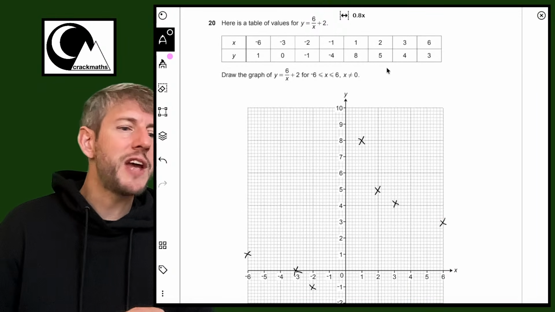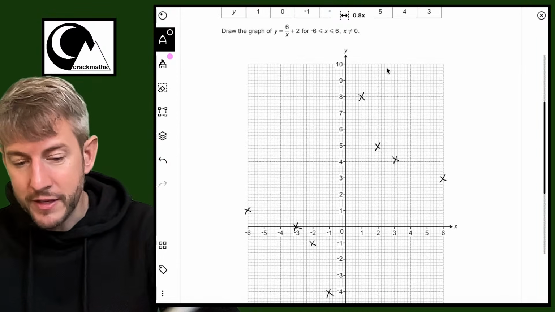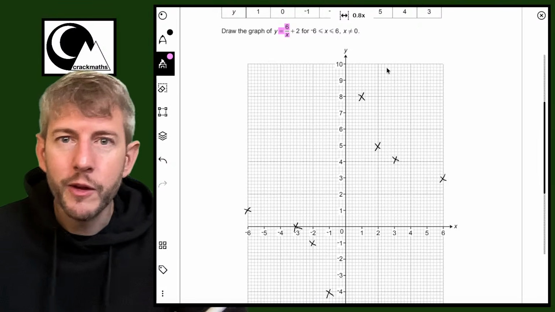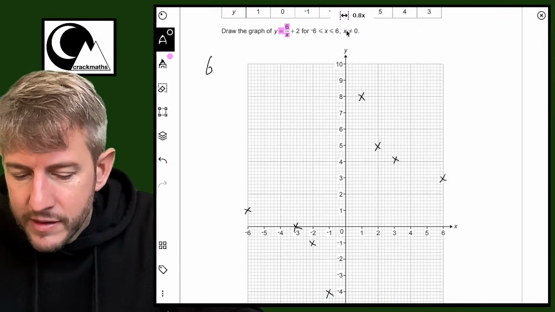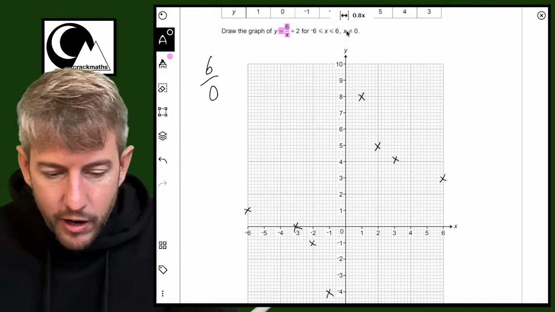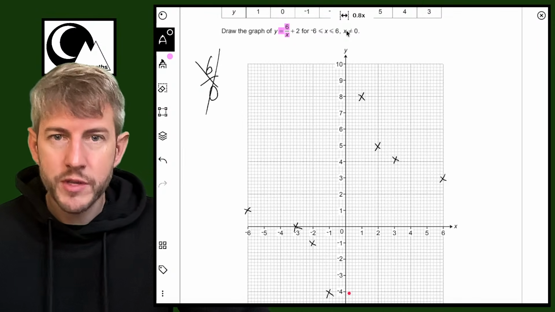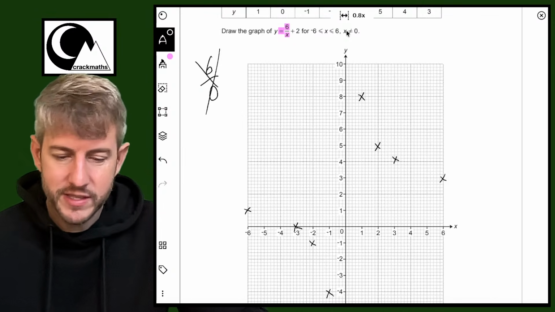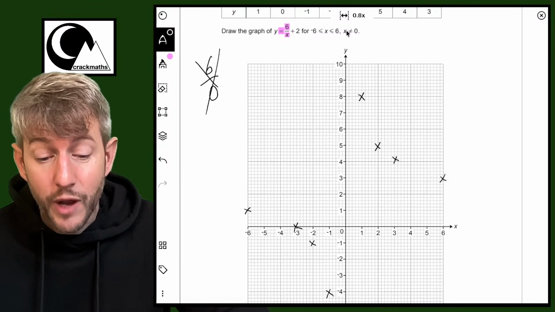Okay, right. So this is checking that you know about reciprocal graphs. Now, the thing about this graph is it cannot pass the value of x equals 0 because 6 over 0 does not exist. You can't have 6 over 0. So this graph cannot cross this centre line, which is why the points look a little bit funny. But the purpose of this question is really checking that you know that, okay?